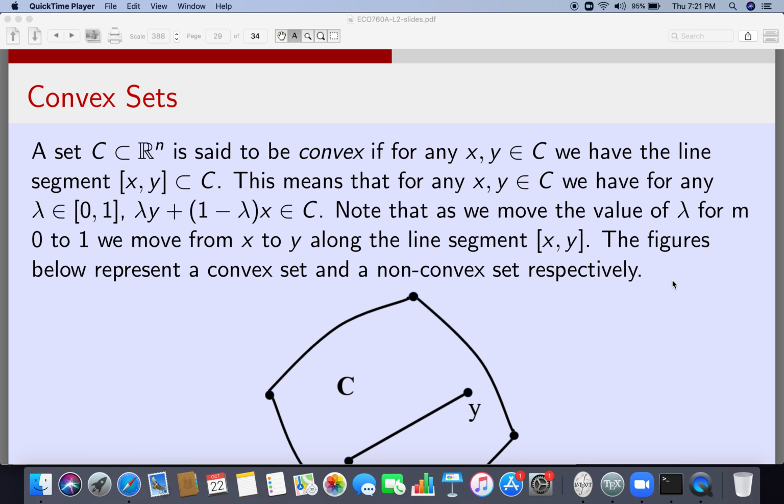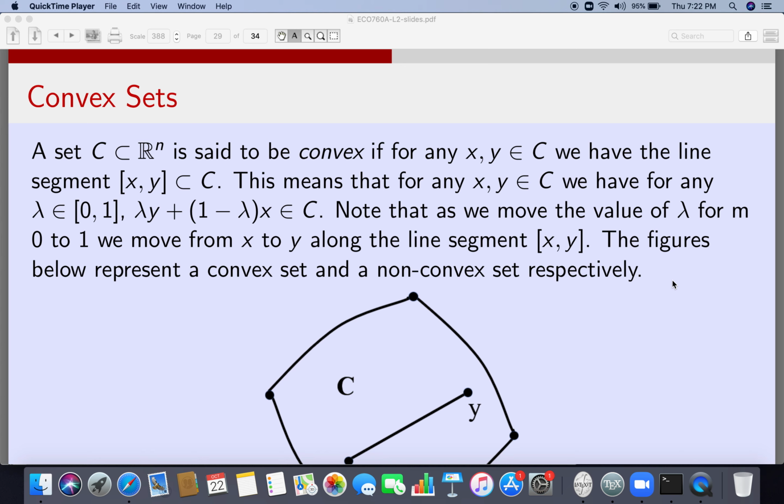Dear students, today we are going to discuss convex sets and convex functions. We are starting our journey in the study of convexity, a concept extremely important for both economics and optimization, and many other areas like engineering, management, business, and so on and so forth.